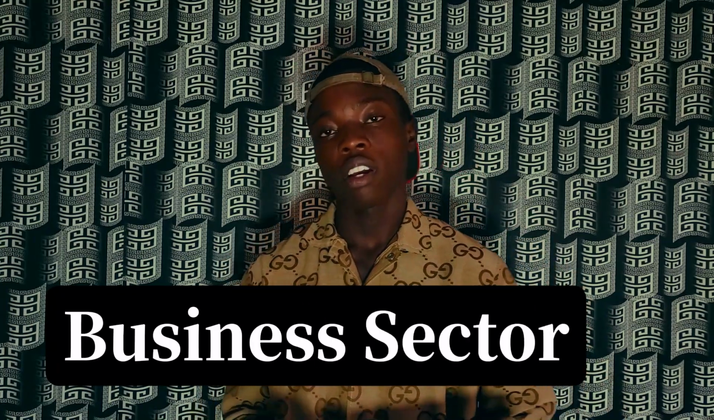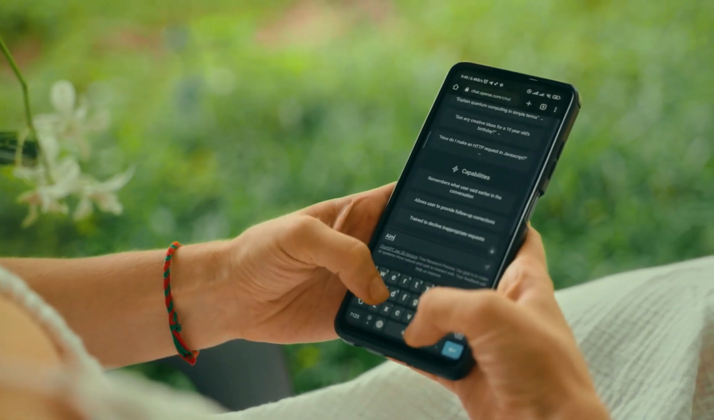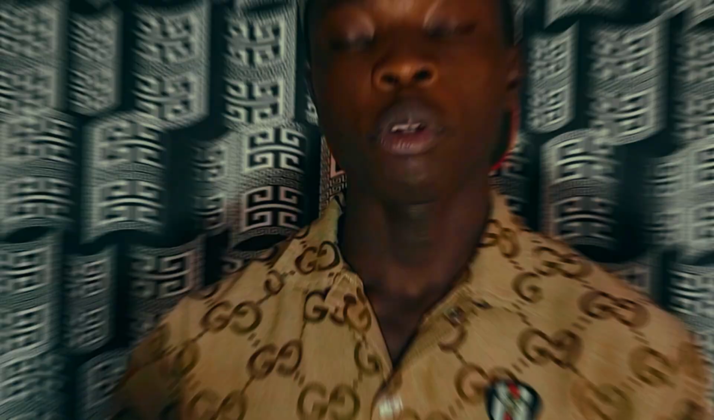The first one is the business sector. Business owners use large language models to automate their business. Some people use ChatGPT, and some people create chatbots from ChatGPT. They can integrate it into their website. It can interact with their customers about what they want on the website, and it can do a lot of things like answering customer requirements, tasks, something like that.